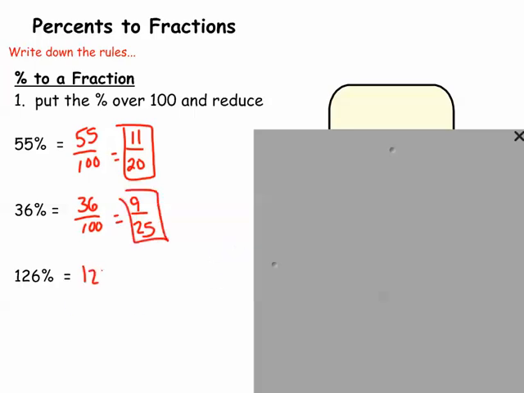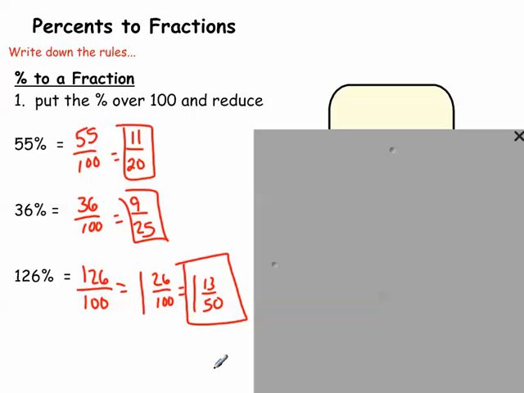And 126%, it's still a percent, so it's still out of 100, even though this is 3 digits. So look, this is an improper fraction. So when I simplify it, it's improper. So I'm going to have a whole, because 100 goes into 126 one time. There's 26 out of 100 left. But now this needs to be simplified. So that equals, I'm going to divide by 2, and I get 13/50. So 126% is the same thing as 1 and 13/50.